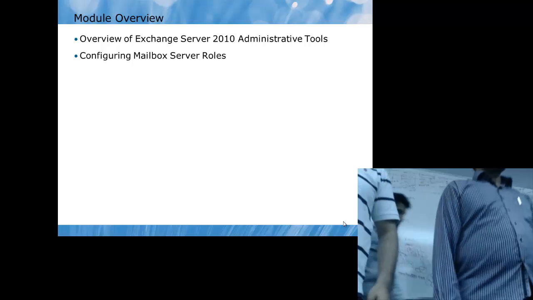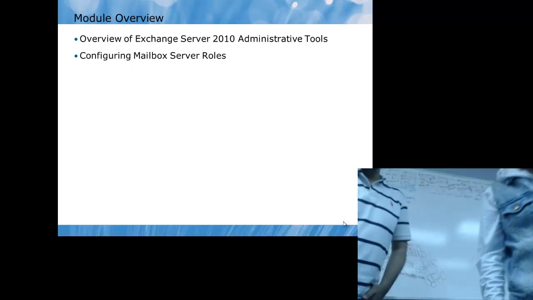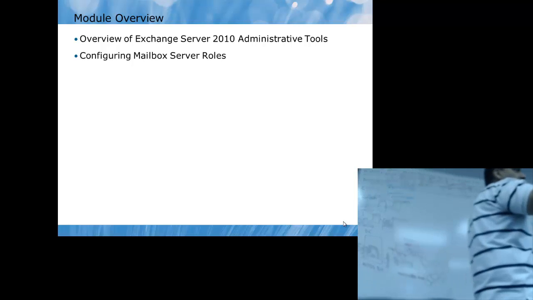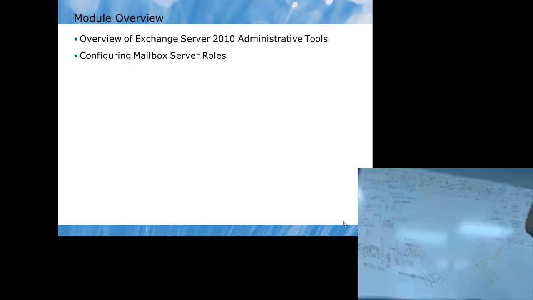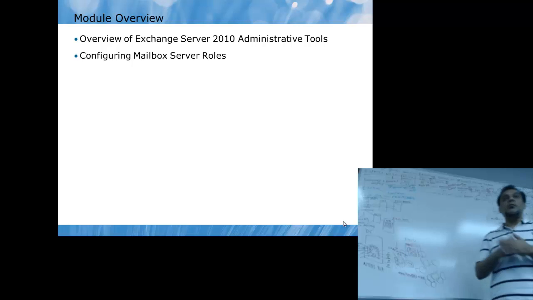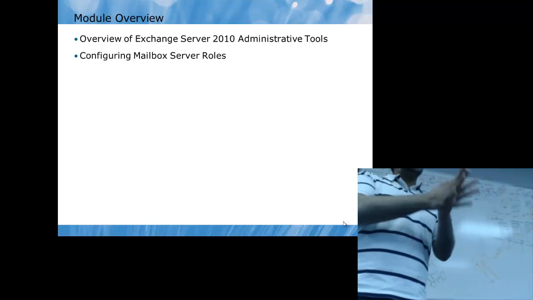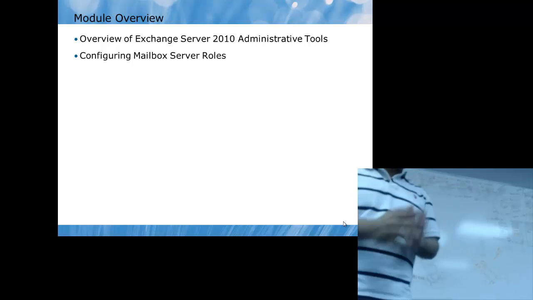So in this module, guys, we're gonna go through administrative tools, and we are going to configure the first role. Everyone, in this, we are going to go through the first role, and that first role is mailbox configuration, mailbox role. And there is a chapter on each one of them. So CAS has a chapter, Hub has a chapter.